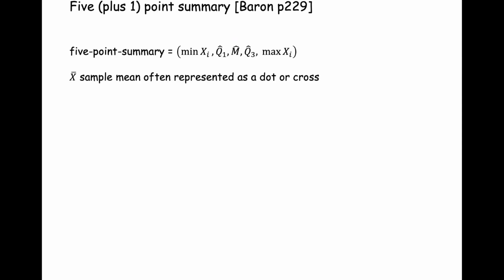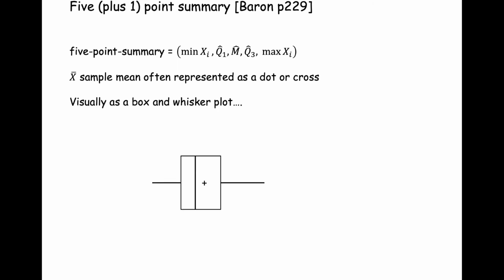And so we have a 5-point summary, and this is in the Barron book, our main text, second edition. The summary for the distribution consists of the minimum measurement, the maximum measurement, the first sample quartile, the sample median, and the third sample quartile. And then in this plot, that's 5 plus 1, that's the plus 1: the sample mean X bar is represented as a dot or a cross. This is represented visually as a so-called Box-Whisker plot.